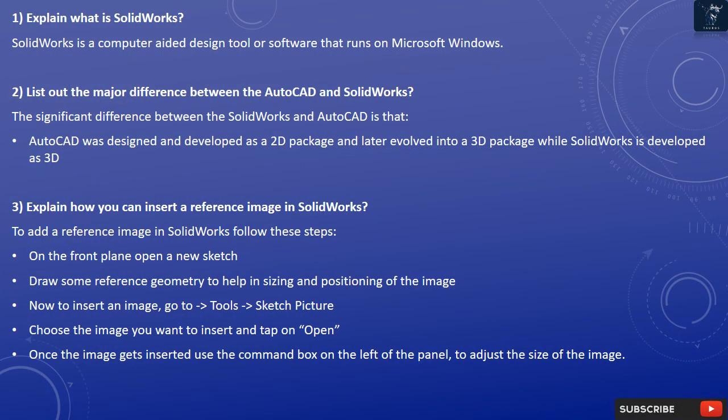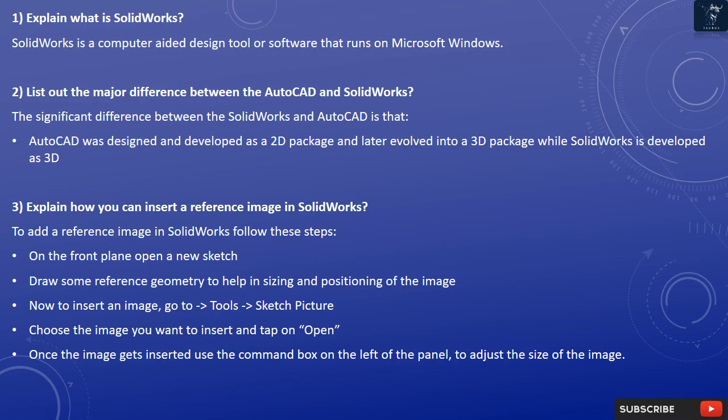1. Explain what is SolidWorks. SolidWorks is a computer-aided design tool or software that runs on Microsoft Windows. 2. List out the major difference between AutoCAD and SolidWorks. The significant difference between SolidWorks and AutoCAD is that AutoCAD was designed and developed as a 2D package and later evolved into a 3D package, while SolidWorks is developed as 3D.